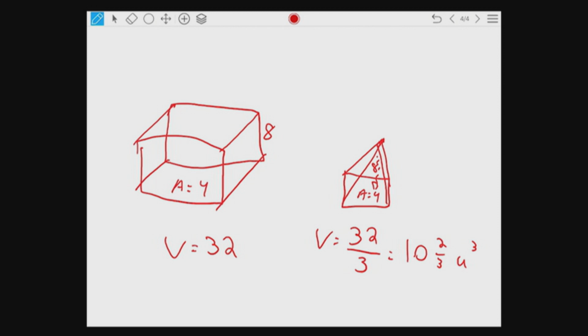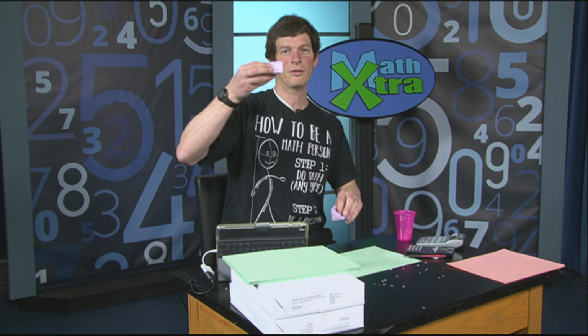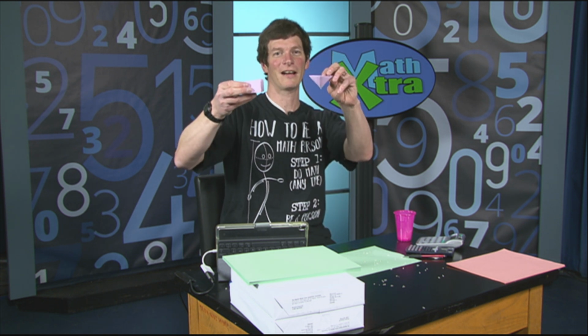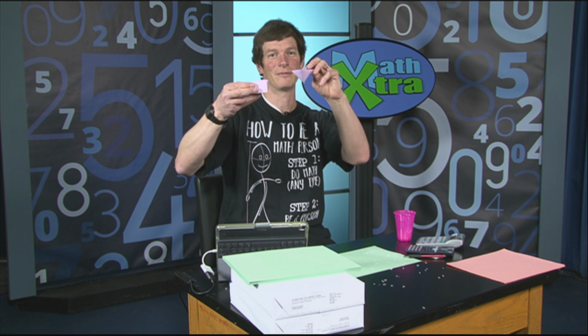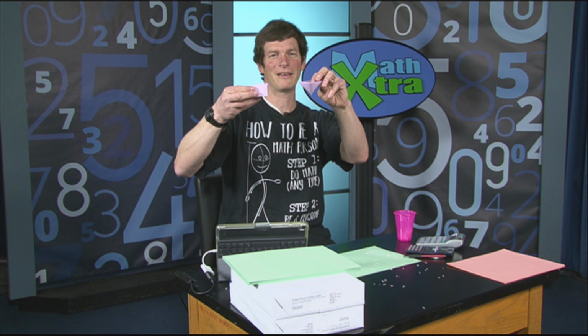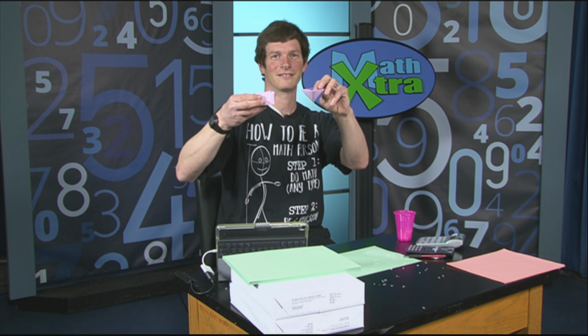So that's such an important relationship, Brooke. If we know the box, we can find the pyramid. If we know the pyramid, we can find the box, because the box is always going to be 3 times the pyramid. Does that make sense? Yes.